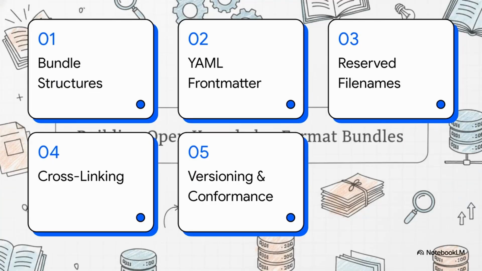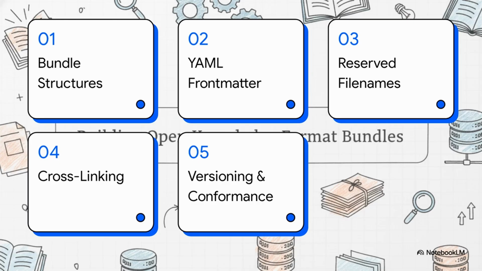Here's the roadmap for our build today. We'll start with Section 1, Building OKF Bundle Structures. Then Section 2, Configuring YAML frontmatter blocks. Next up, Section 3, Handling reserved OKF file names. After that, Section 4, Cross-linking for file stability. And finally, Section 5, Versioning and conformance requirements.